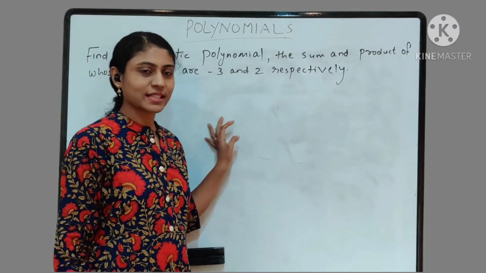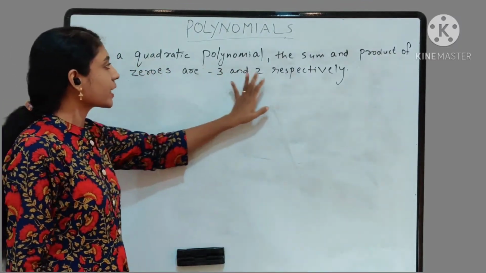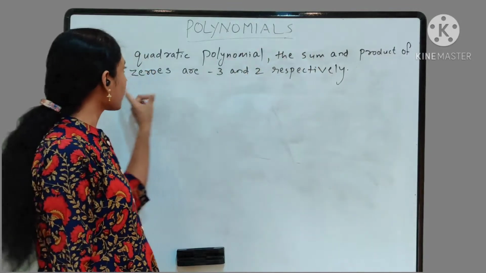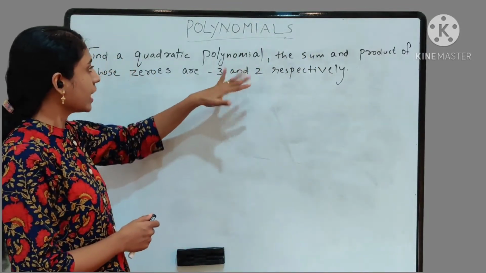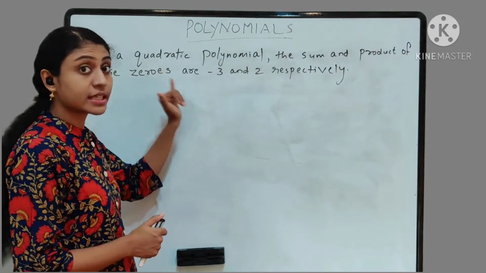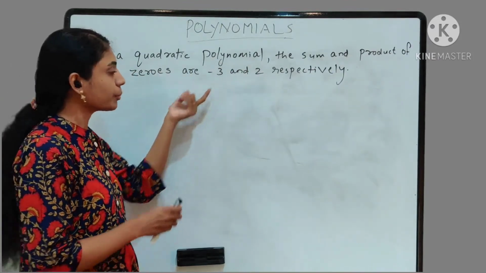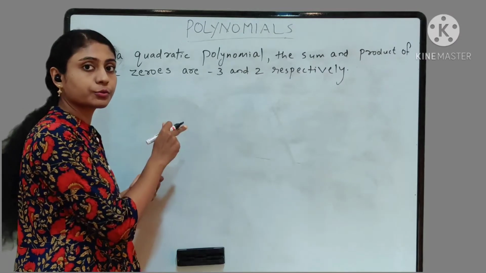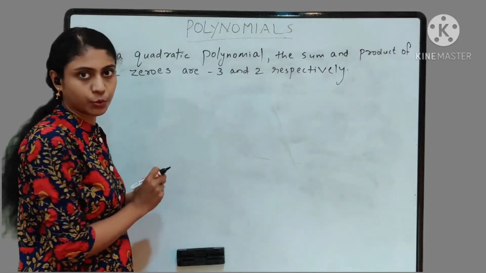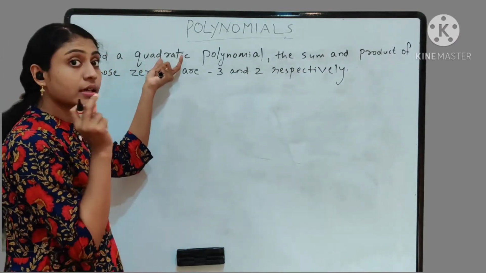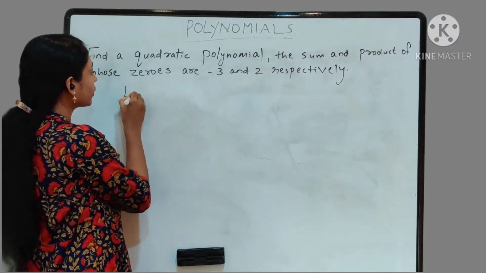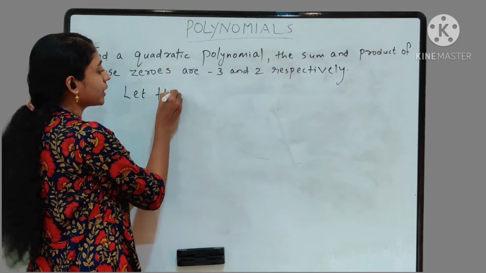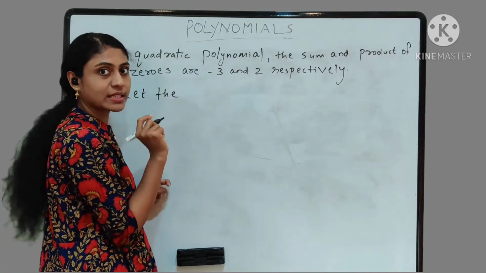Let's do another question. The question is, find a quadratic polynomial the sum and product of whose zeros are minus 3 and 2 respectively. It is given the sum of the zeros of a particular quadratic polynomial is minus 3 and the product of those zeros is 2. So find one such quadratic polynomial. How to find? We know that the quadratic polynomial is of the form ax square plus bx plus c, right?